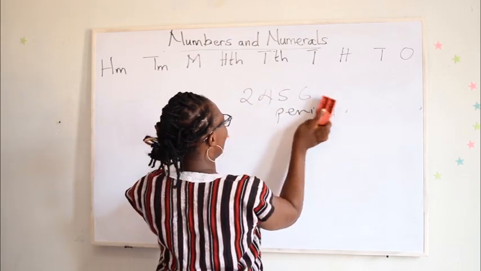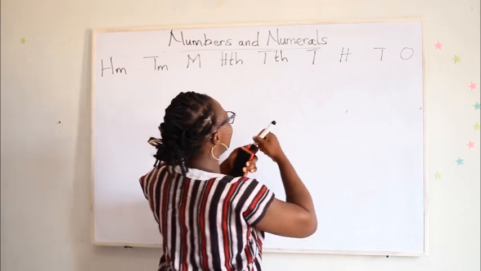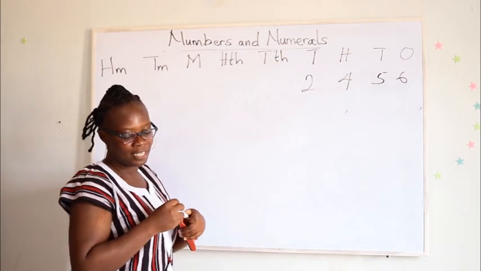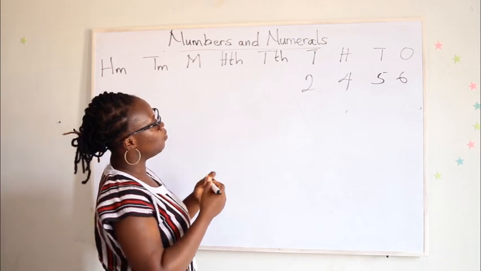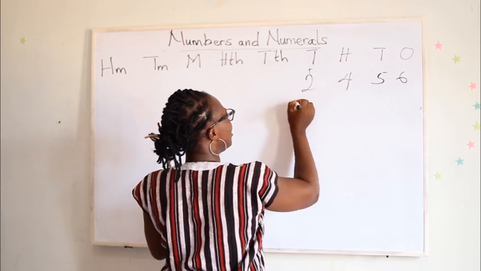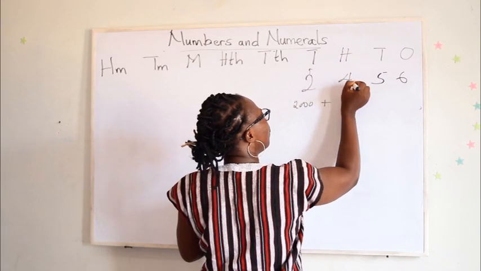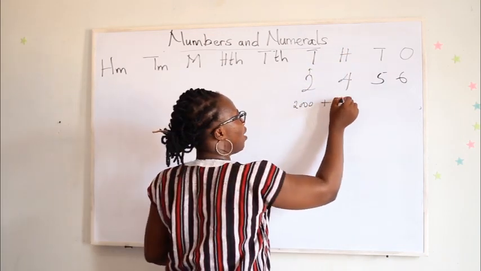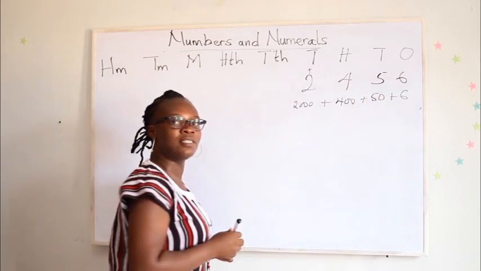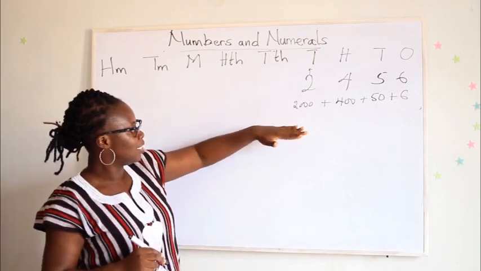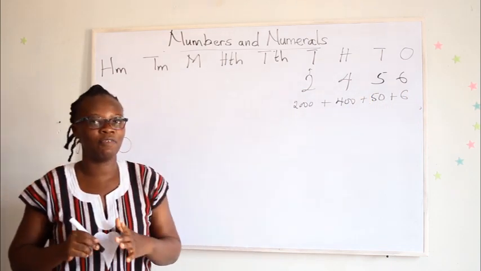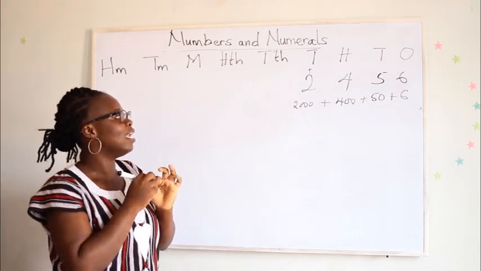So something like 2, 4, 5, 6. I can write it in words. 2 is under the thousands column, so you know you have what? 2000 here. 2000 plus 4 under the hundreds column, which is what? 400, plus 5 tens, which is what? 50, plus what? 6 ones. So if I ask you to write in words, it becomes 2,000, 400, 50, 6. 2,456. So no matter how big your number is, it's always what?